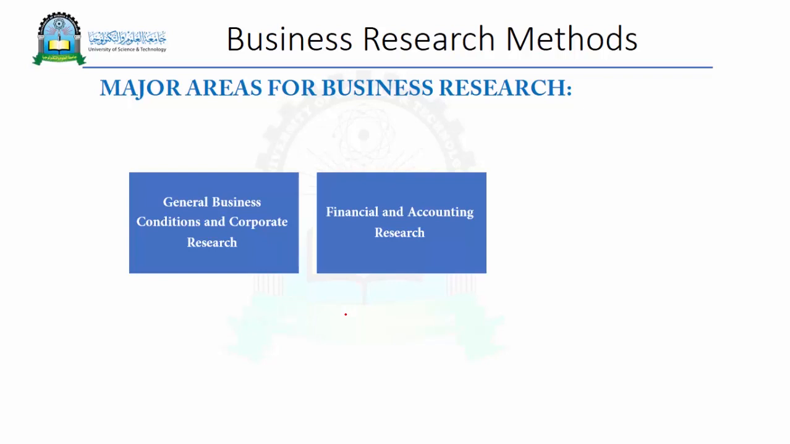There are also some other functions like strategic management, like MIS, management information system, like change and development, like R&D, and a lot of other functions. So when we do research in business, we are going to focus on these major areas. The first area is general business conditions and corporate research, research that focuses on the business conditions and also the corporate development of any company.